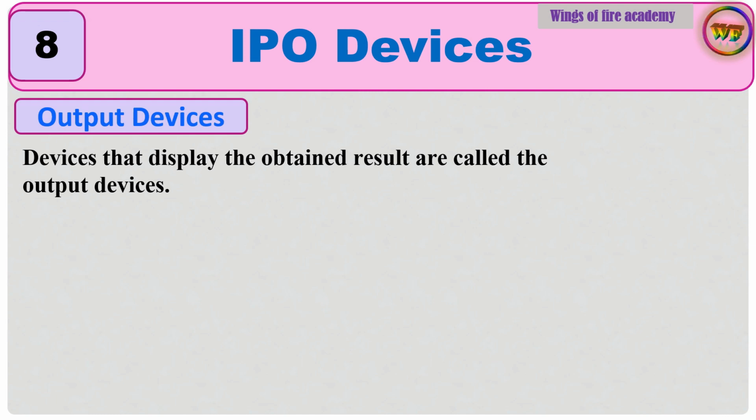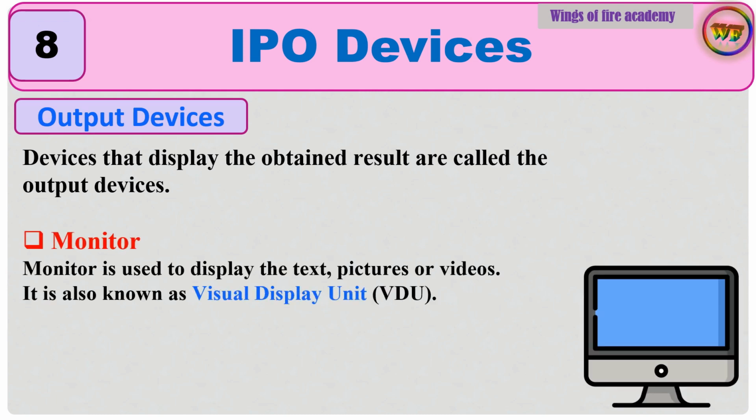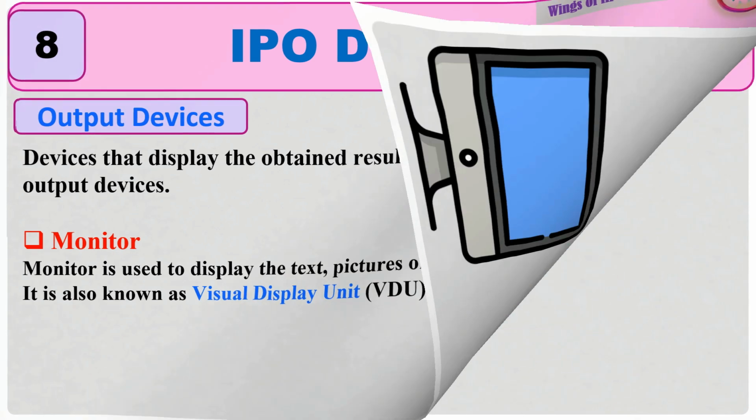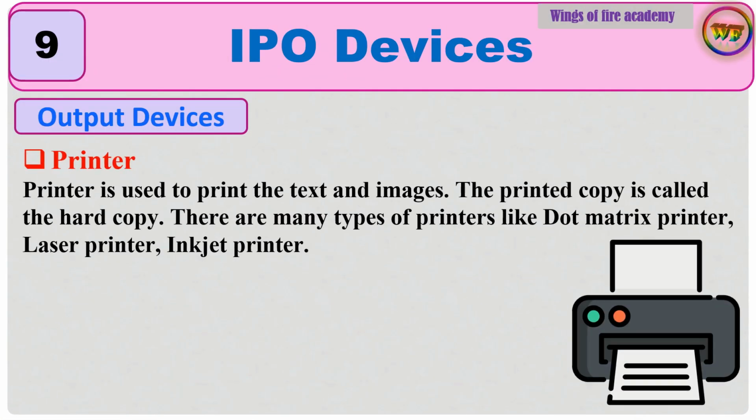Output devices. Devices that display the obtained result are called the output devices. Monitor. Monitor is used to display the text, pictures or videos. It is also known as Visual Display Unit, VDU. Printer. Printer is used to print the text and images. The printed copy is called the hard copy. There are many types of printers like dot matrix printer, laser printer, inkjet printer.